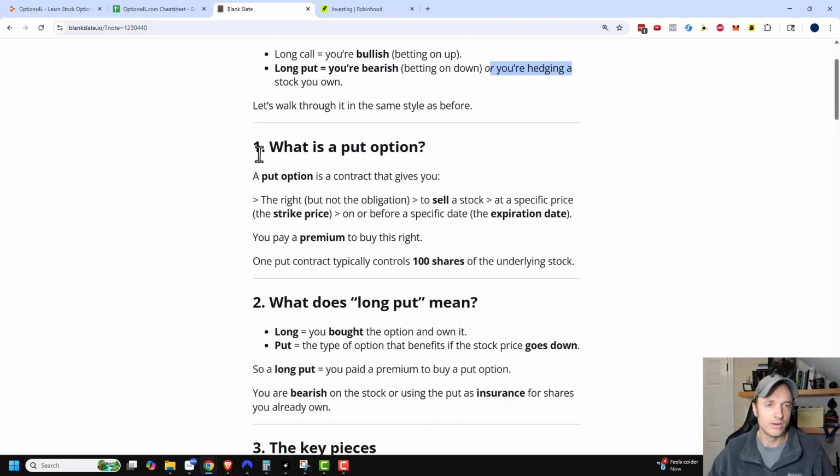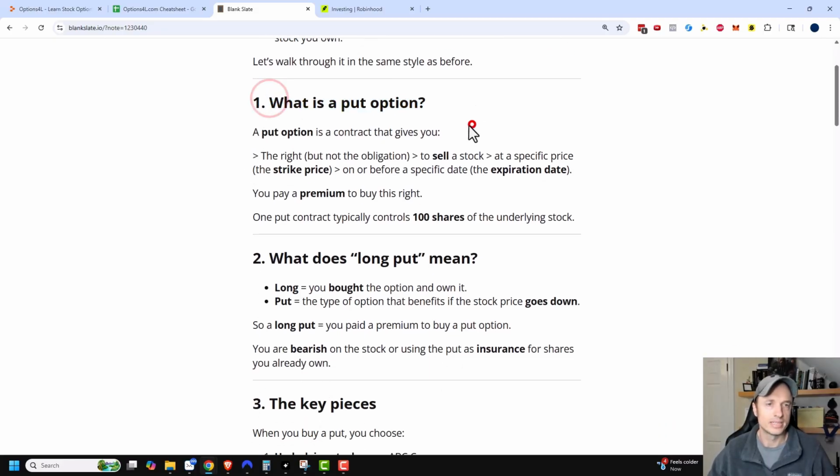So let's go ahead and walk through it. So what is a put option? A put option is a contract that gives you the right but not the obligation. So that means you have the right, or the privilege, or the option to go ahead and sell a stock at a specific price known as the strike price, on or before a specific date, which is the expiration date. An obligation means you have to do something. The right means you can do something. And in this case, when you're buying a put option, you have the right but not the obligation. You don't have to do it.